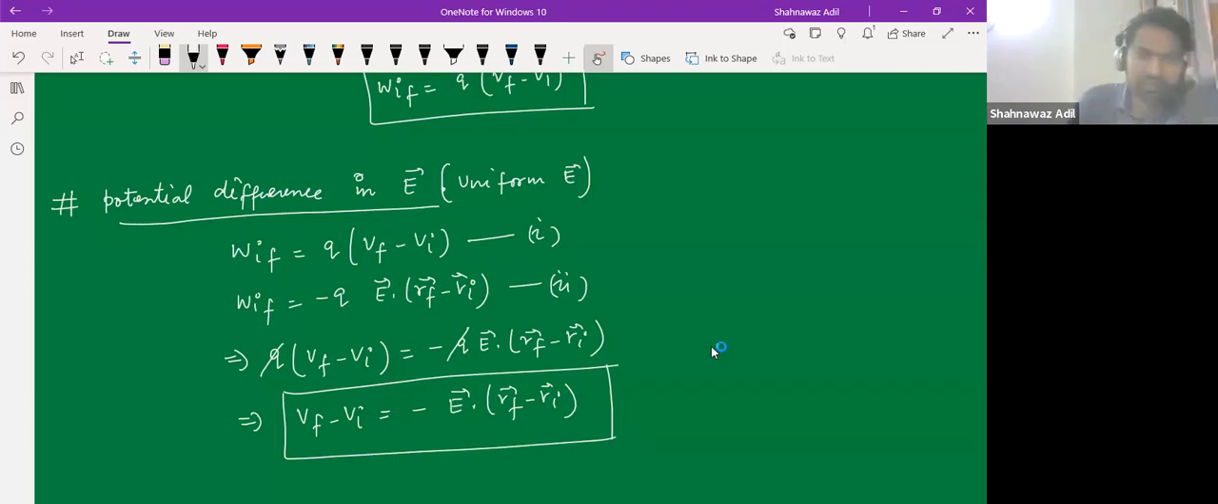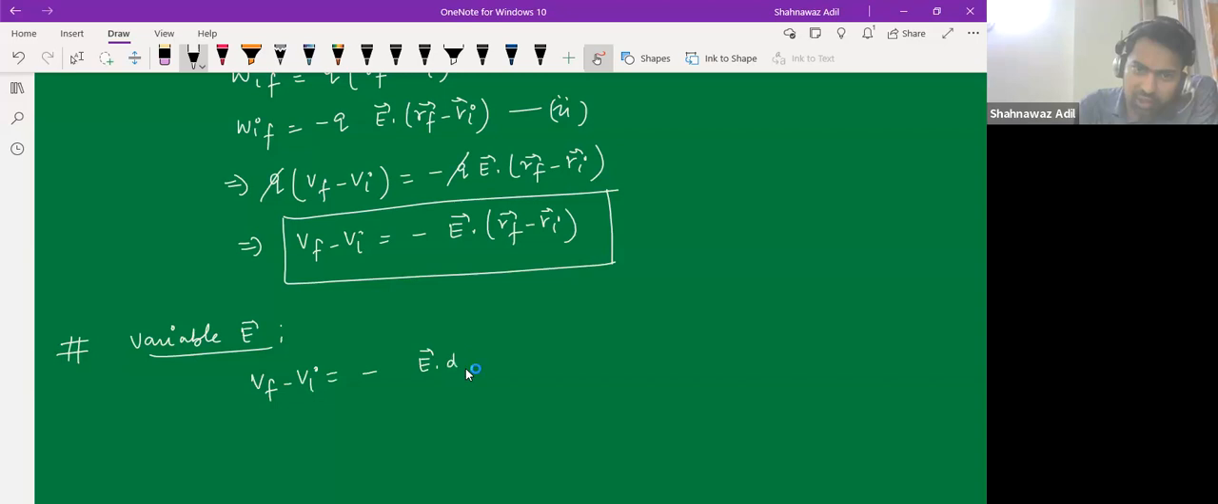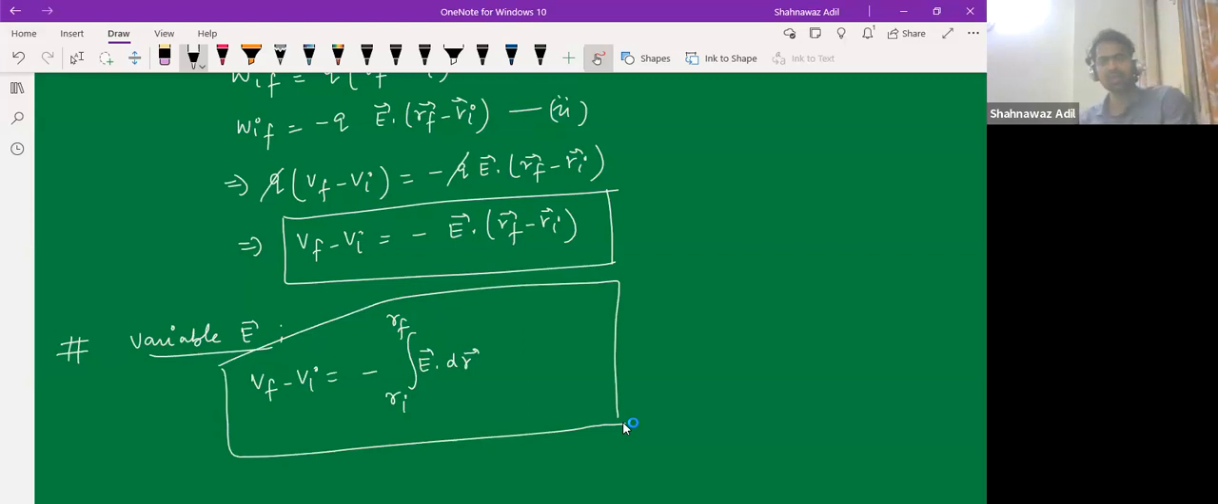And if we have a variable electric field, then the potential difference would be how much? This would be simply minus the integral of E dot dr from R initial to R final. So this would be the potential difference, right?